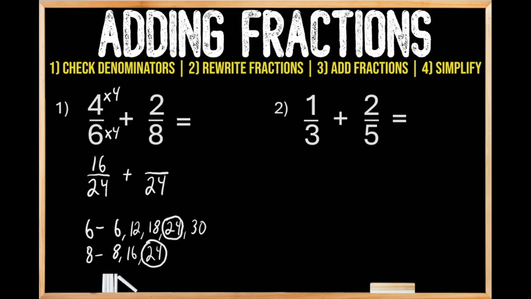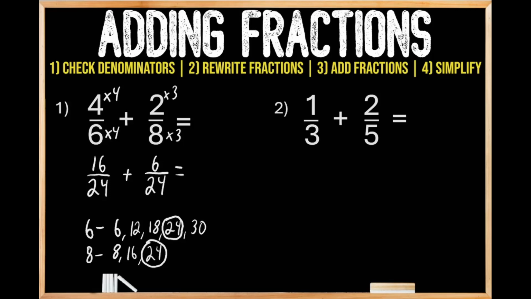And now for the second fraction, we had to multiply our denominator of 8 by 3 in order to get the common denominator of 24. So we're going to do the same thing to our numerator up top. And when we multiply 2 times 3, we get 6 for the equivalent fraction of 6/24. So now that we've rewritten these fractions with our common denominator, we're ready to move on to step number 3, where we're going to add the fractions.